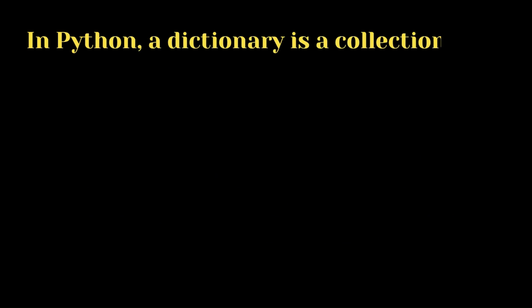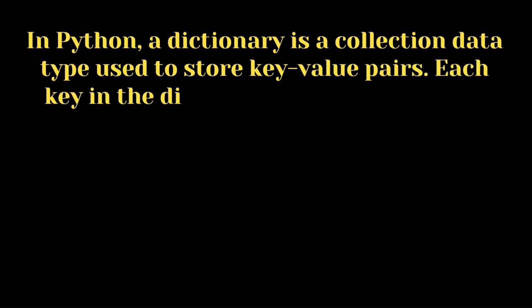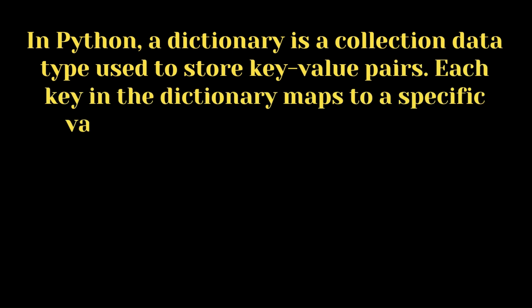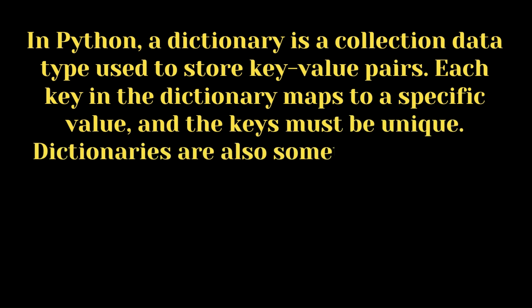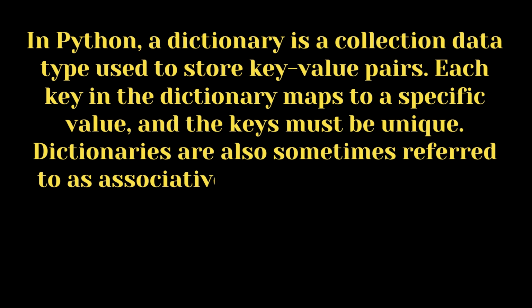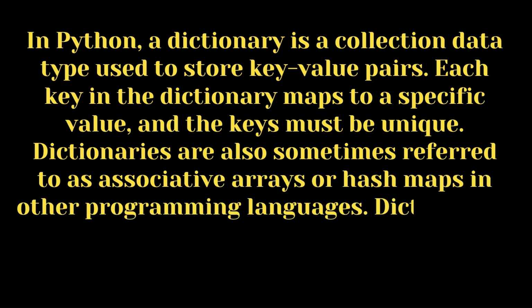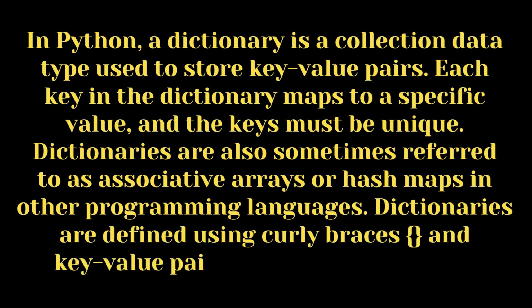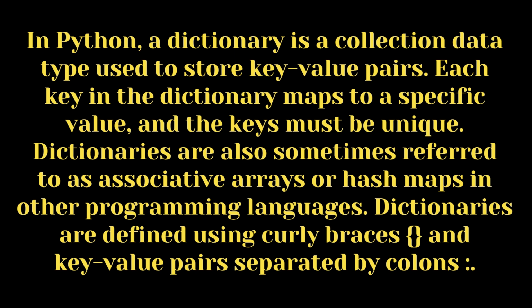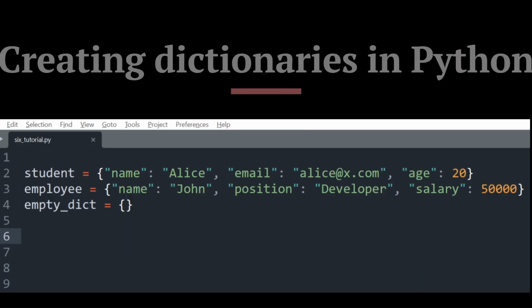In Python, a dictionary is a collection data type used to store key-value pairs. Each key in the dictionary maps to a specific value, and the keys must be unique. Dictionaries are also sometimes referred to as associative arrays or hash maps in other programming languages. Dictionaries are defined using curly braces, and key-value pairs separated by colons. Here's how you can create and work with dictionaries in Python.